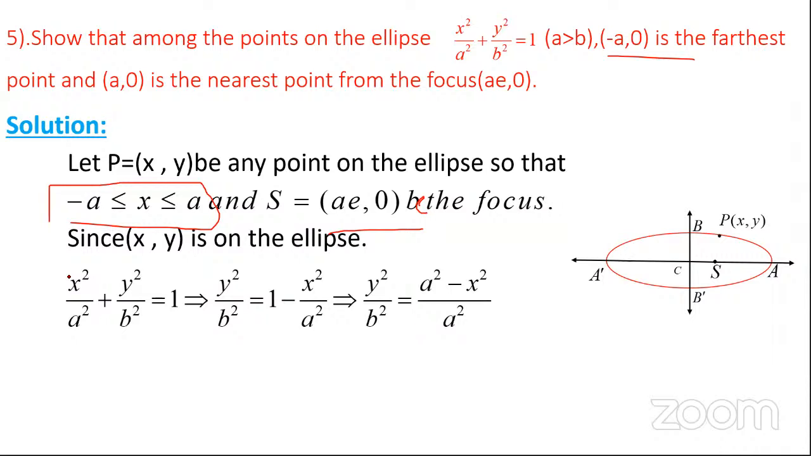Then y square by b square equal to 1 minus x square by a square. So I'm taking this value to the right side. This is a positive value, so taking it to the right side it will become negative. Then y square by b square equal to, taking a square as the LCM, y square by b square equals a square minus x square by a square.